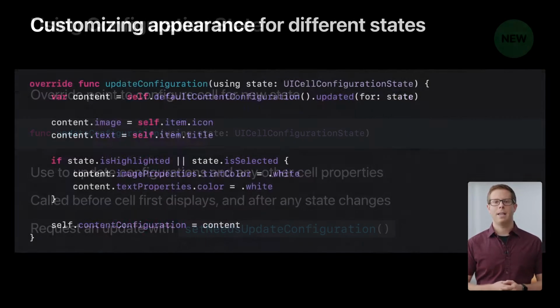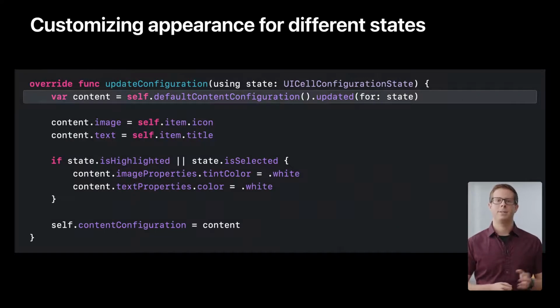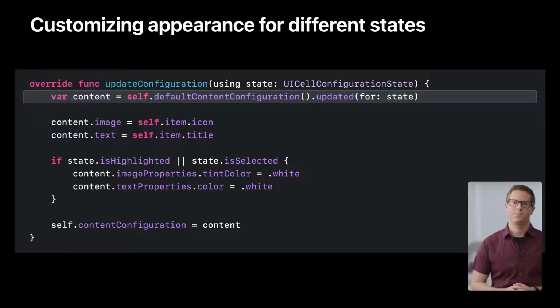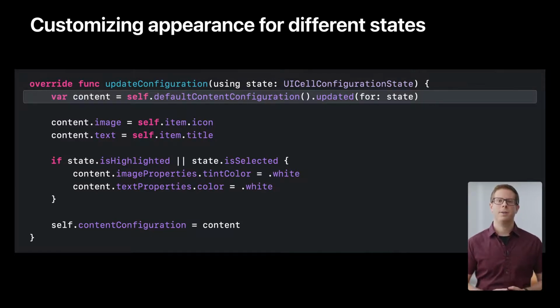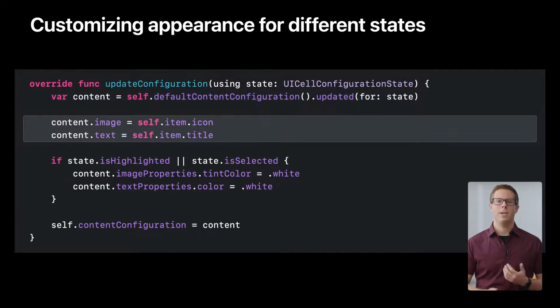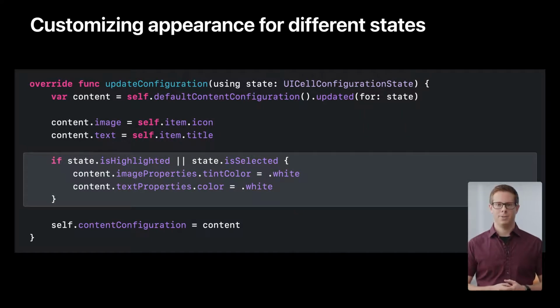Let's take a look at an example of how to use this method to set up our cell and manually update configurations for different states. First, we'll get a fresh configuration by asking the cell for its default content configuration, and we'll immediately update that for the new state. This is going to give us a configuration with the system default styling for the state. Next, we'll set the configuration's image and text for the item that our cell is displaying. And now we're ready to apply our customizations.